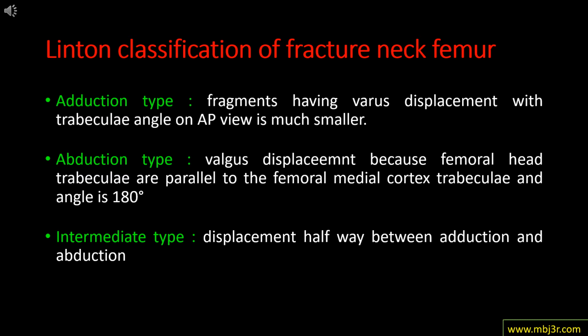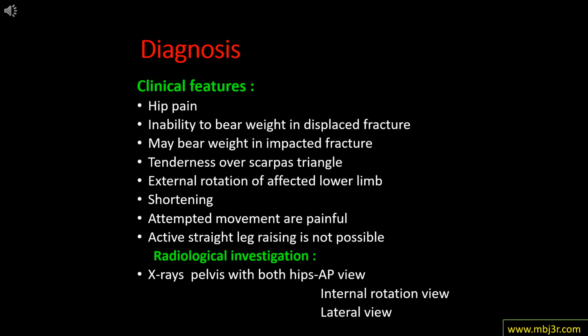Intermediate type, displacement halfway between the adduction and abduction. What are the clinical features? Patients usually come with hip pain, inability to bear weight on the fracture. The limb may bear weight in impacted fractures. There is tenderness over Scarpa's triangle, external rotation of the affected lower limb, shortening, attempted movements are painful, and active straight leg raising is not possible.